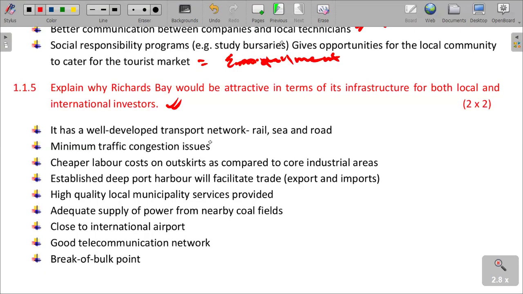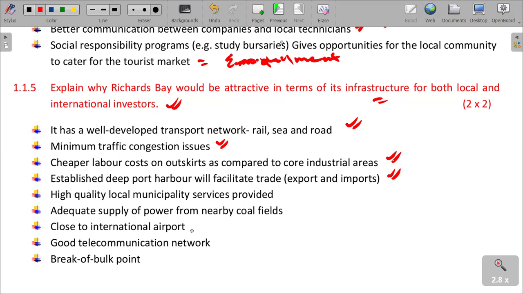Explain why it would be attractive in terms of its infrastructure for local and international investors. With these points: well-developed transport network, rail, water, and sea. We talk about also minimum traffic congestion issues. That is because of the good network infrastructure that avoids this congestion that delays and also frustrates investors. Cheaper labor cost on outskirts compared to core industrial areas. We are saying the human personnel is also cheap salaries and wages. Established depot will facilitate export and imports.